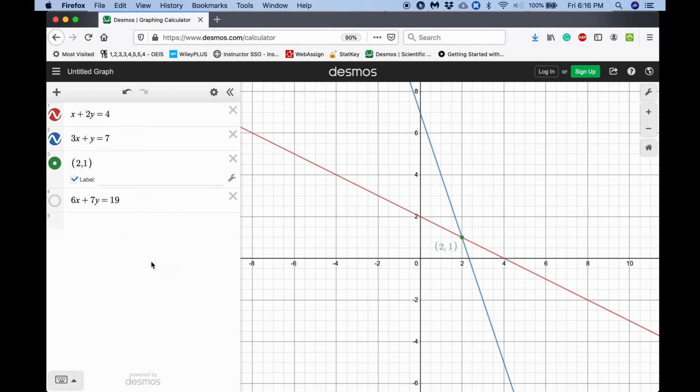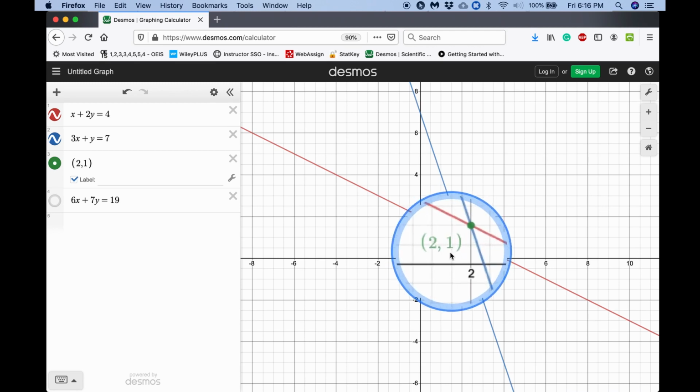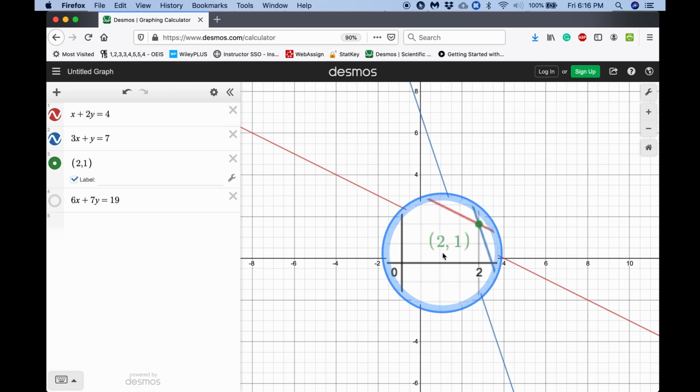So now let's take a look at the original system of equations. x plus 2y equals 4 and 3x plus y equals 7. We can see these lines graphed over here. We can see they intersect at the point (2, 1). That's the solution to the system of equations: x equals 2 and y equals 1.